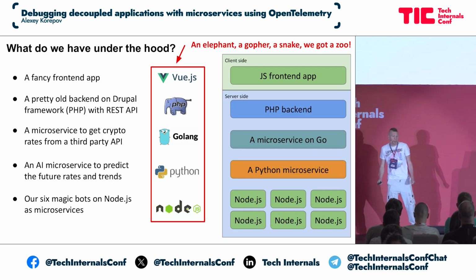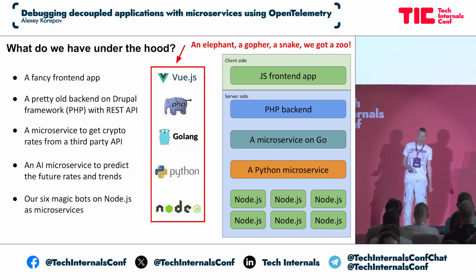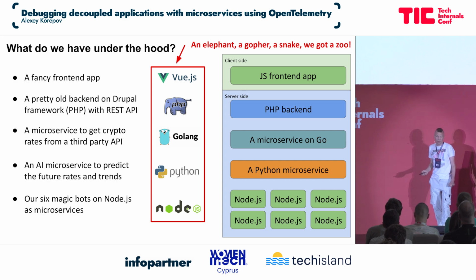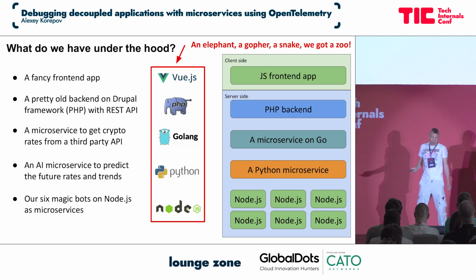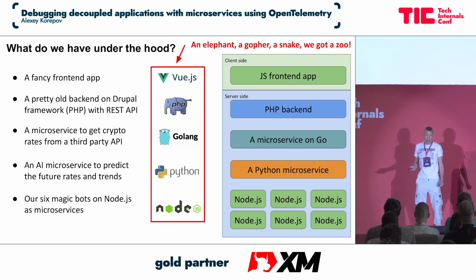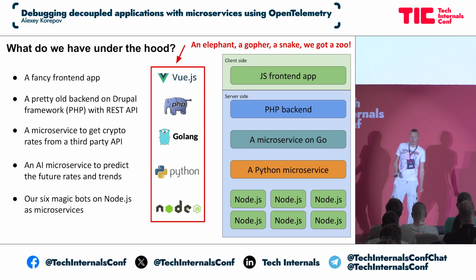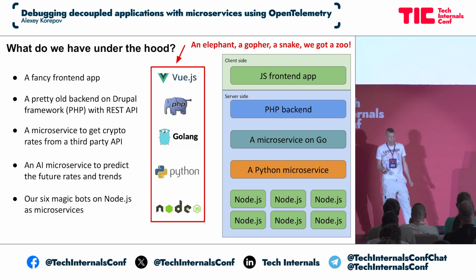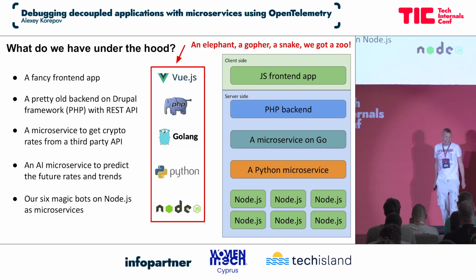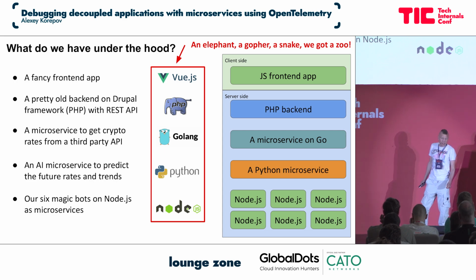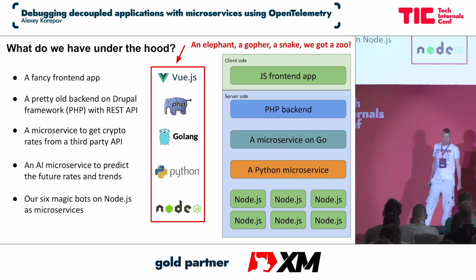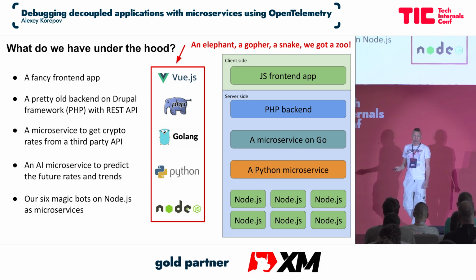On the client side, we have a JavaScript frontend application on Vue.js. On the server side, I used a pretty old backend on the Drupal framework with the REST API. And also a microservice on Go that gets crypto rates from a third-party API using an HTTP call. And an AI microservice to predict the future rates and trends, because all new startups should use AI to be modern. And I implemented 6 magic bots on Node.js as microservices that do the main job to raise money. And look, we have an elephant here, a gopher, a snake. We got a zoo. Great.